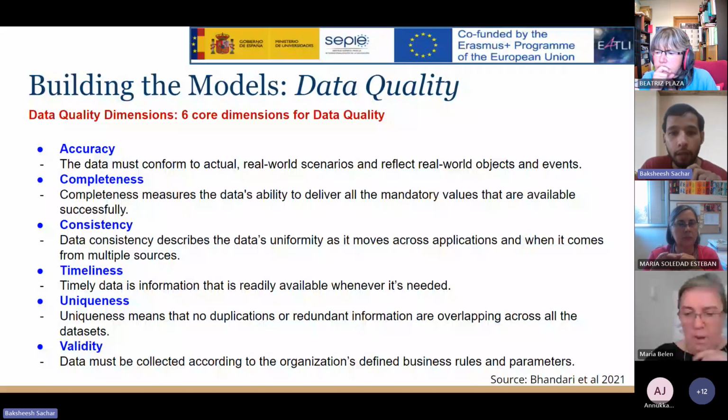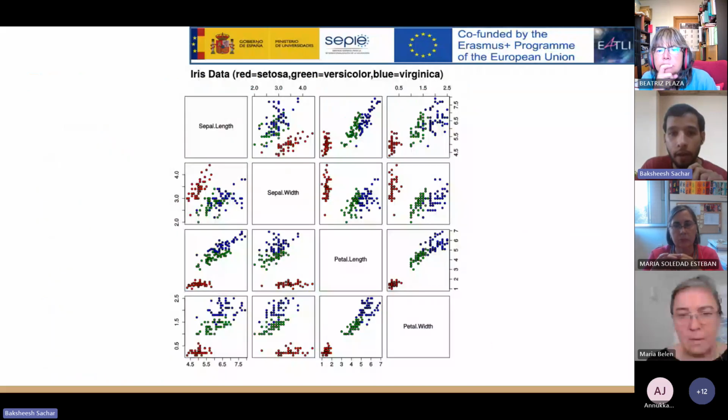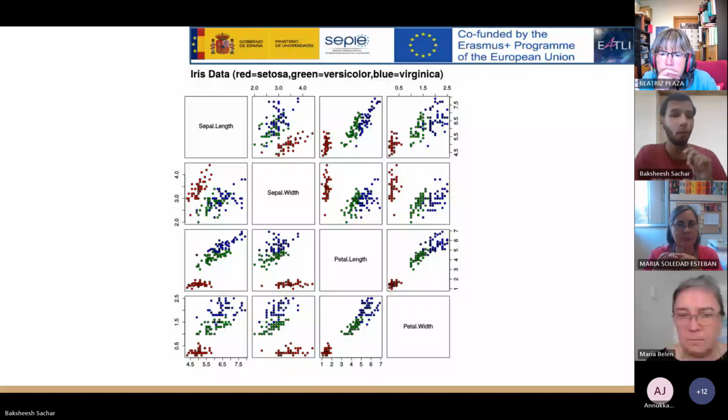This is again, so I thought of having a bigger diagram for the iris dataset. And yes, I just wanted to quote a short anecdote.